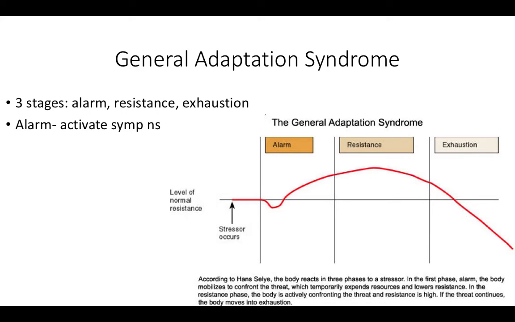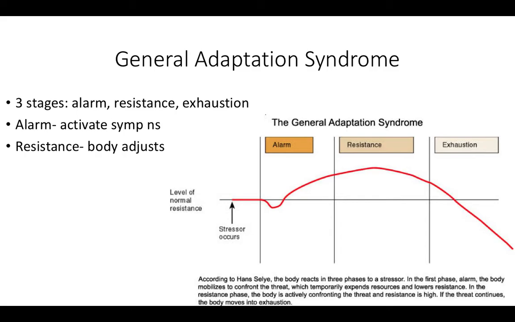And then as our body responds, our resistance rises. And what's going to happen there is the adrenal glands are going to release hormones like cortisol and epinephrine, also known as adrenaline, that are going to increase your heart rate, raise your blood pressure, and elevate your blood sugar, giving you a burst of energy.